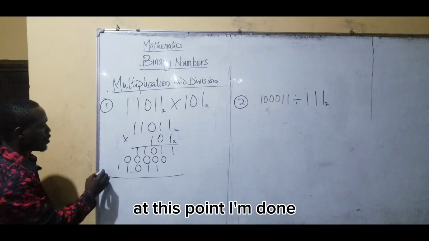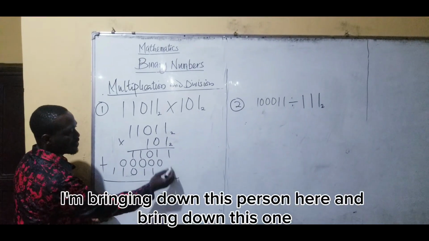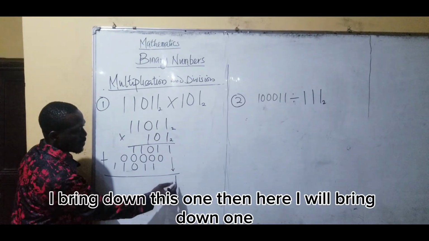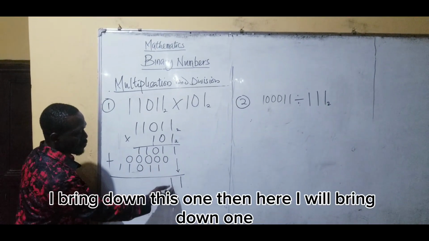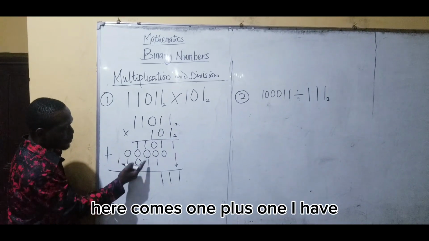At this point, I'm done. I can now add what I have. So look at it. I'm bringing down this one here. I bring down this 1. I bring down this 1, then here I will bring down 1. Here comes 1 plus 1.